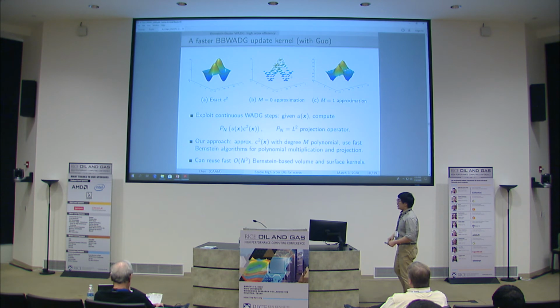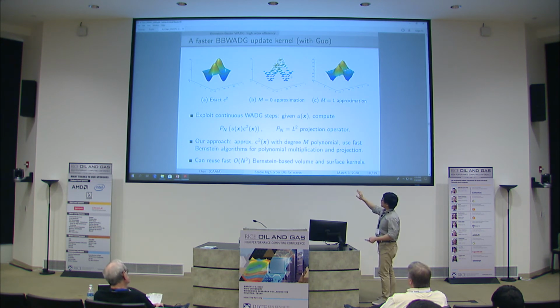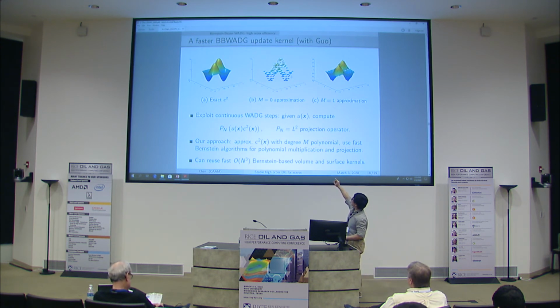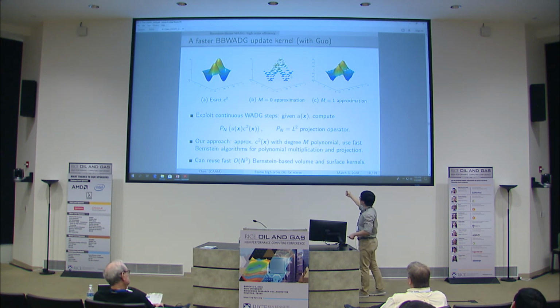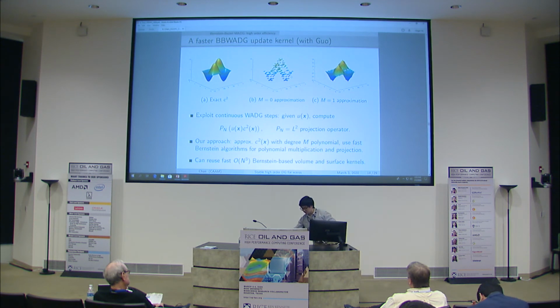you need. And then we can exploit the fact that weight-adjusted DG method basically performs at the mathematical continuous level 2 steps, a multiplication of 2 functions, and then an L2 projection. And if we assume that both our solution and the wave speed are polynomial, then we can make both of those steps really fast because there exist really fast Bernstein algorithms for polynomial multiplication and polynomial projection.